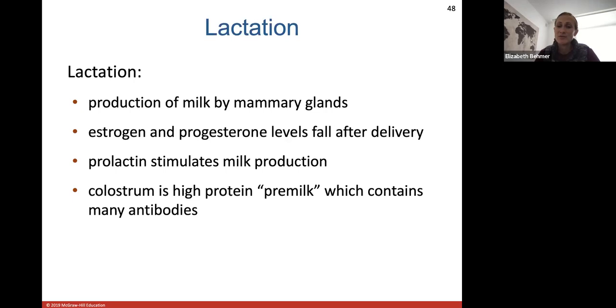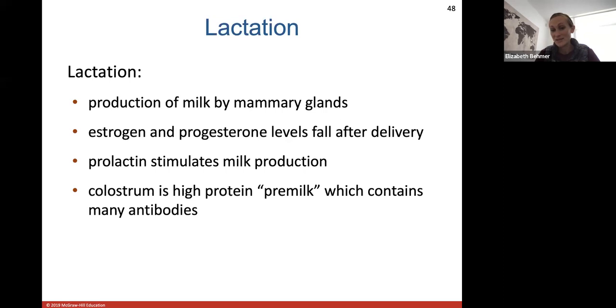Estrogen and progesterone levels will fall right after delivery, and prolactin is the hormone that's then released to stimulate milk production. Colostrum is what is released first by the mother as a high protein pre-milk, which contains a lot of antibodies.